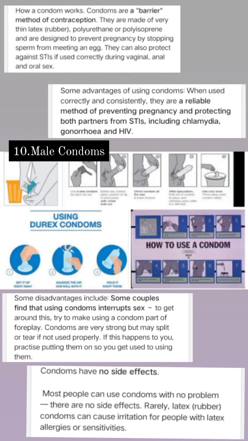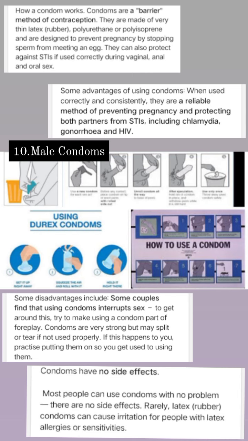Number 10. Male condom. How a condom works. Condoms are a barrier method of contraception. They are made of very thin latex rubber, polyurethane or polyisoprene, and are designed to prevent pregnancy by stopping sperm from meeting an egg. They can also protect against STIs if used correctly during vaginal, anal, and oral sex.